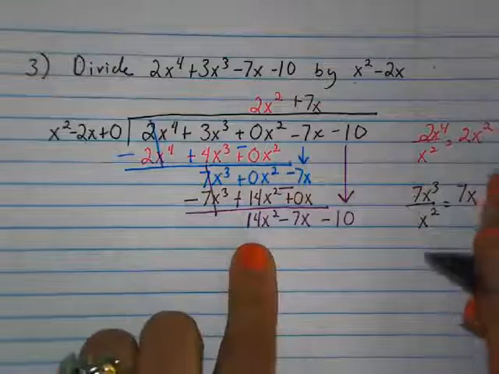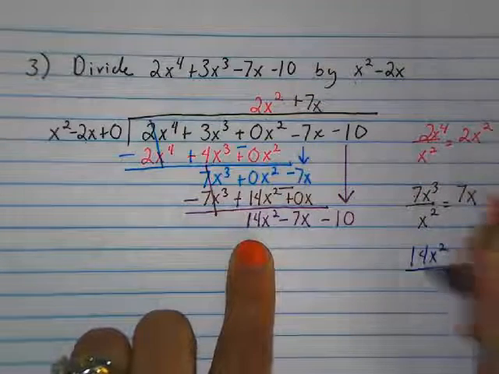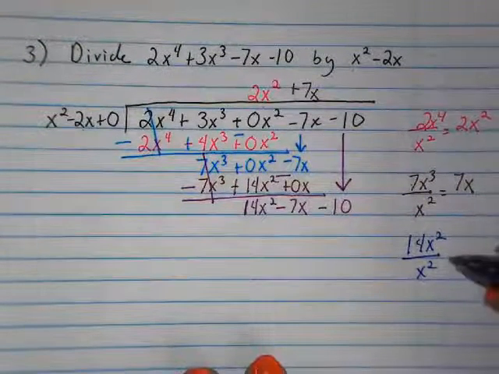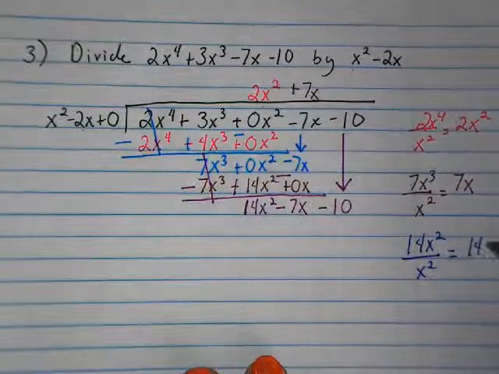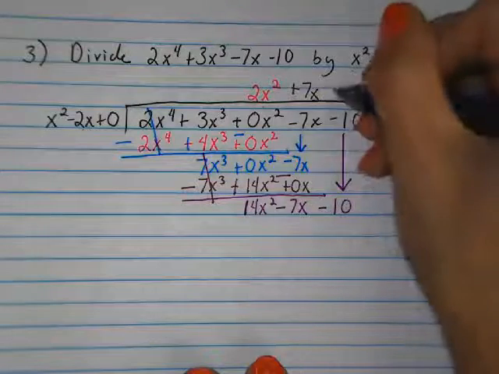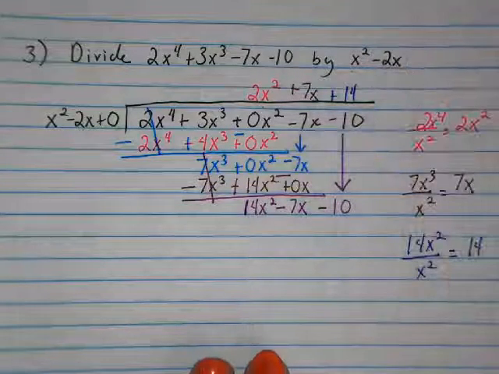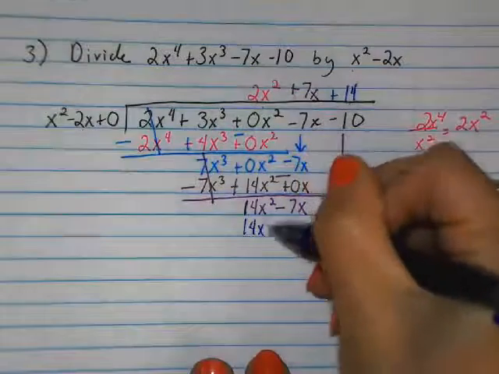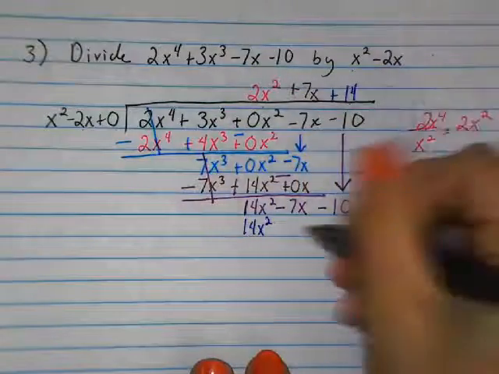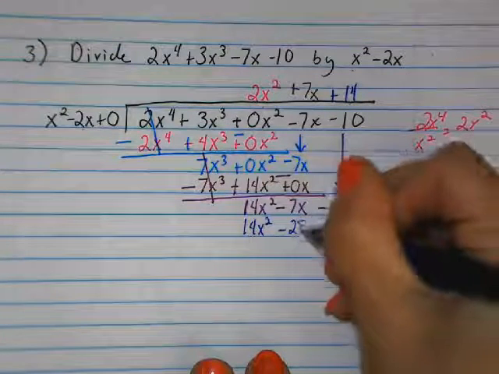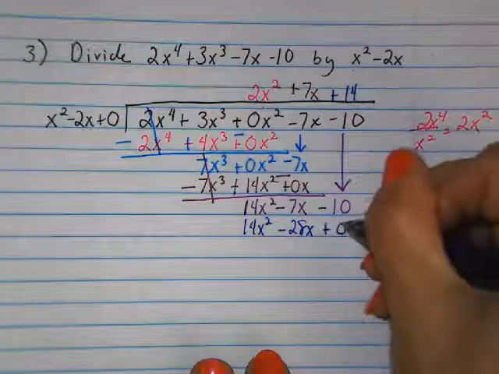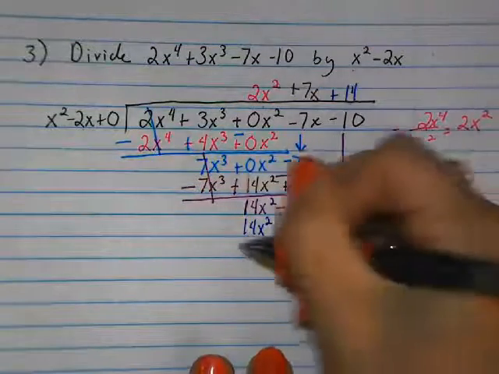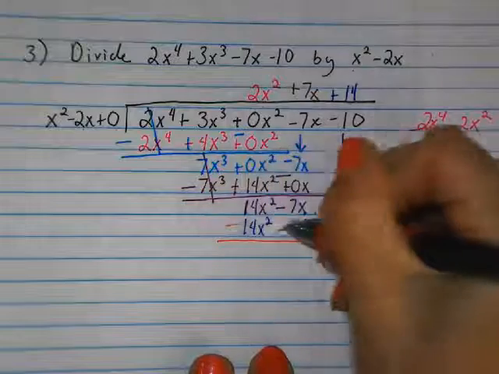So, first term. 14x squared divided by x squared is 14. Notice his sign is positive. So 14 times x squared, negative 28x plus 0. Almost done, guys. I know I'm over by just a bit. Draw a line and change your signs.